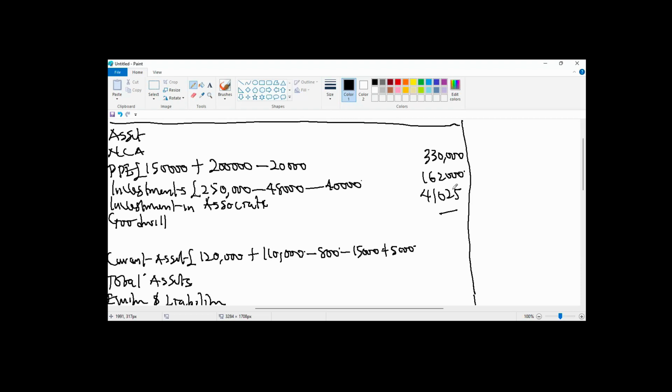Current assets, 120. 120 plus 110 minus 800 minus 15,000 plus 200. Assets 3 plus 162 plus 219.